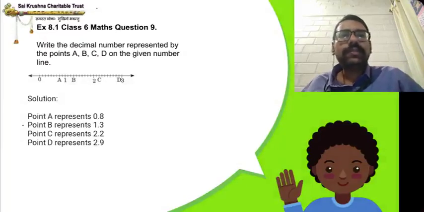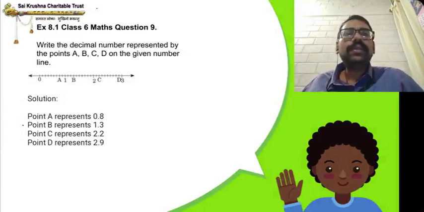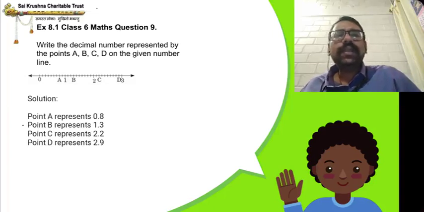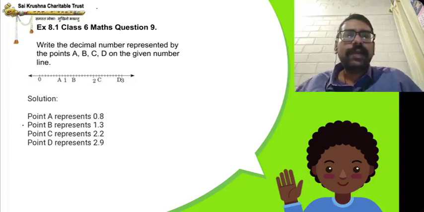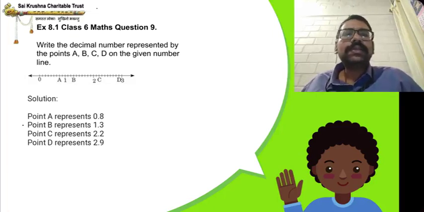Exercise 8.1, class 6 maths, question 9. Write the decimal number represented at points A, B, C, D on the given number line. Point A represents 0.8 because between 0 and 1, I have divided it into 10 equal parts. So 0.1, 0.2, 0.3, 0.4, 0.5, 0.6, 0.7, then 0.8. A represents 0.8. B represents 1.3.